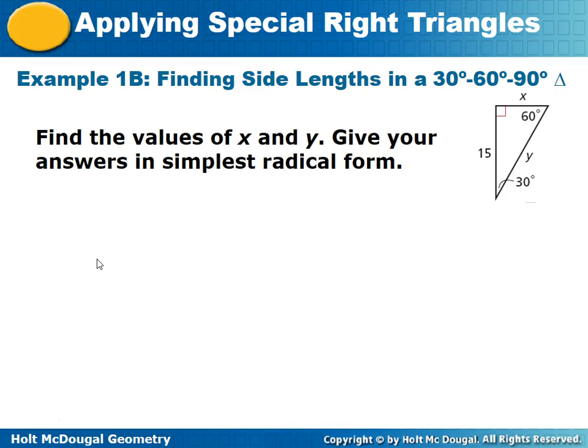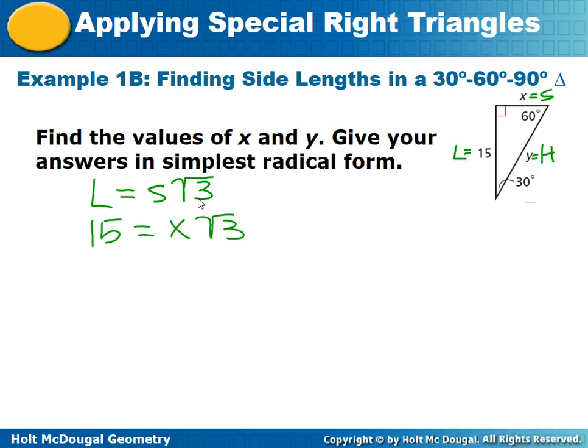Example 1b, again, we're going to solve for X and Y, so we're going to go ahead and label our sides again, H, L, and S. So we've got our hypotenuse here, we've got our long leg here, we've got our short leg here. This needs to be your first step every time. Then for our formula, this time we have the long leg, so we're going to use the L formula. L is equal to S radical 3, and we have 15 here, and our S over there is X. Now this is the one where we have to divide both sides by radical 3, so we're going to do that next.